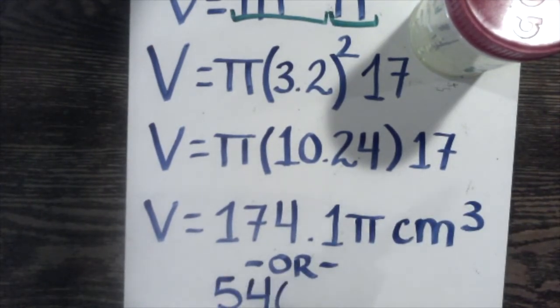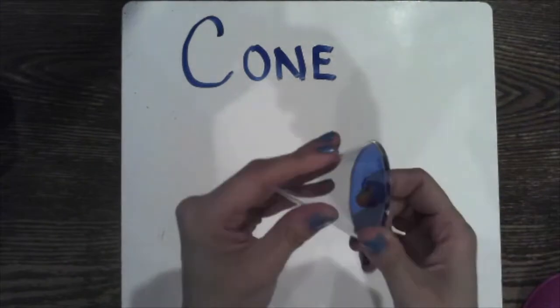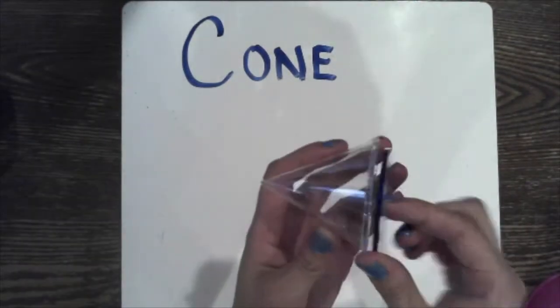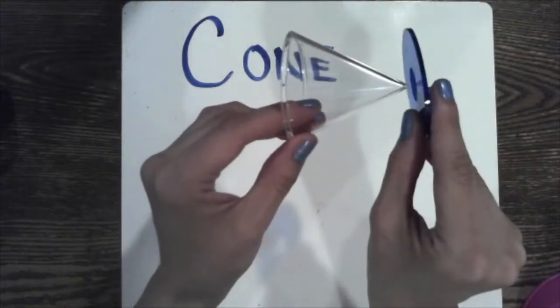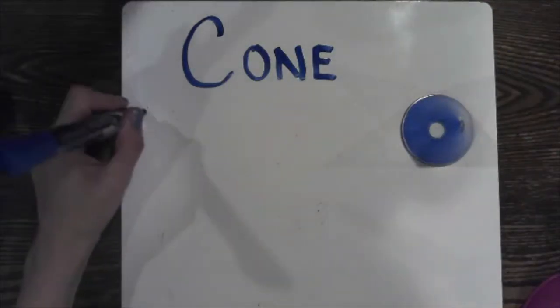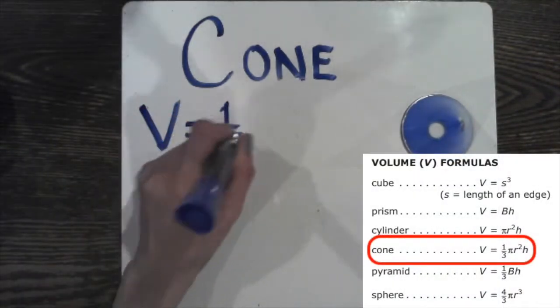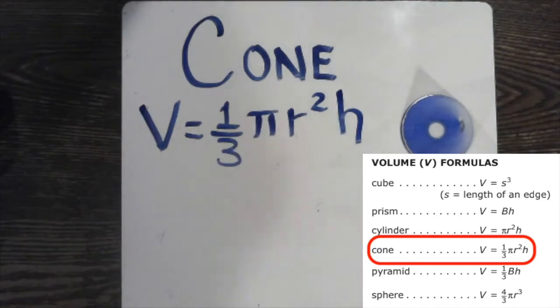And you can round differently if you would like. I have rounded to the nearest tenth. This is a cone. A cone is kind of like a cylinder, but it does not have a parallel circle. It only has one base. The other is a point. And the formula for the cone is the volume is 1/3 times pi r squared times h.